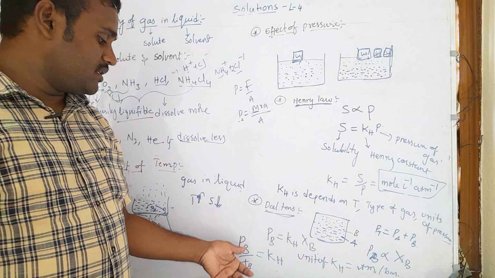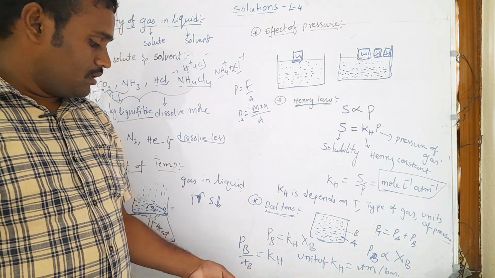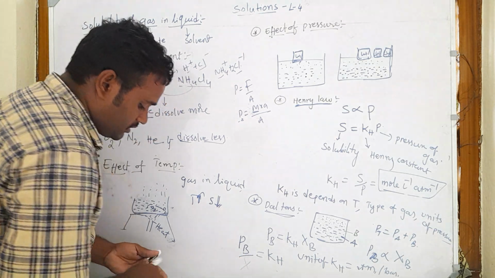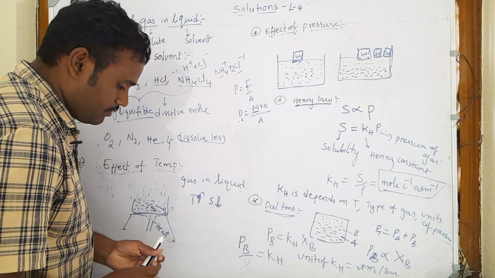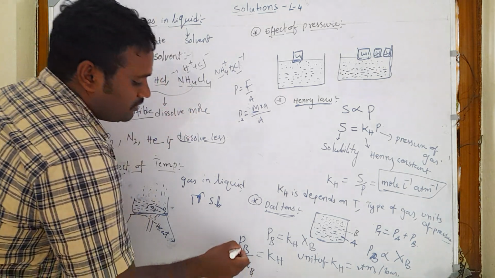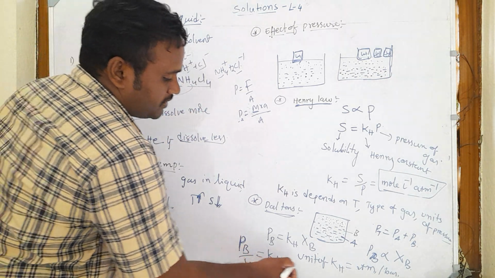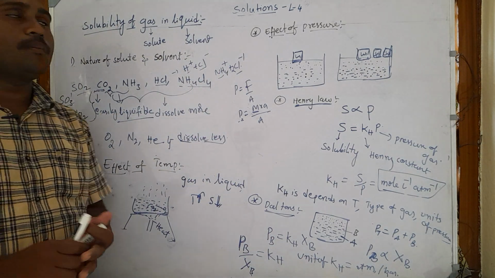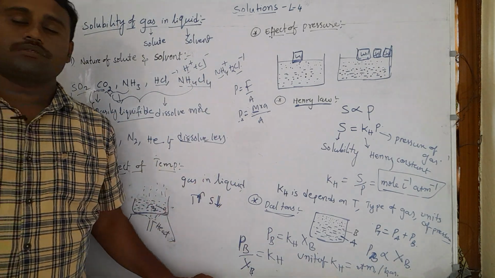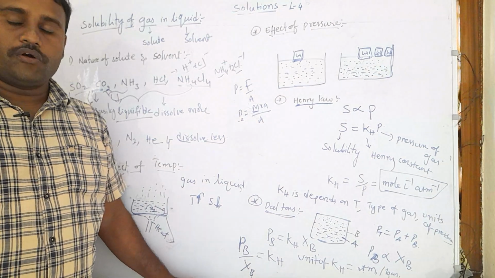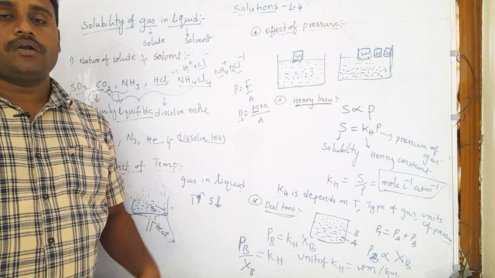How can we get the pressure by XB? Here XB is nothing but the mole fraction of B. Mole fraction does not have units. Pressure has units. What are the units of pressure? Atmosphere or bar. So this is about solubility. In the next videos, I am going to explain lowering of vapor pressure, relative lowering of vapor pressure, and Raoult's law.